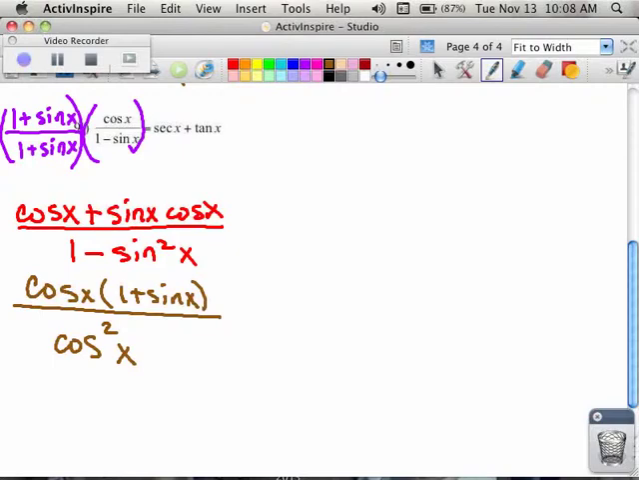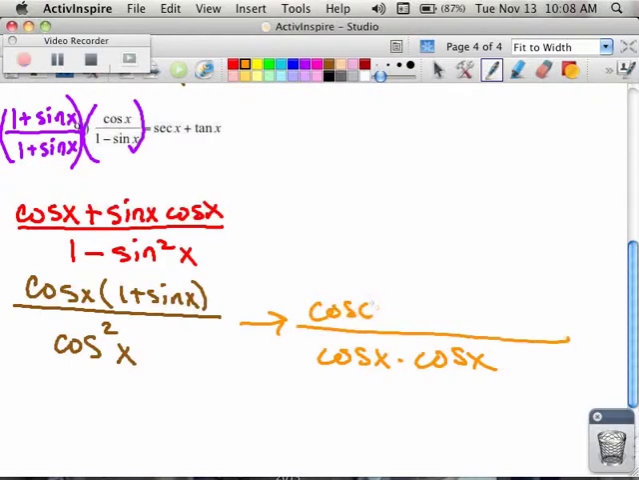Well, as I look at this, what I notice is that down below that cosine squared is really like saying cosine times cosine. And in the top, I have the cosine times 1 plus sine. And what you should notice is that top and bottom, the cosines reduce. So that's kind of nice.